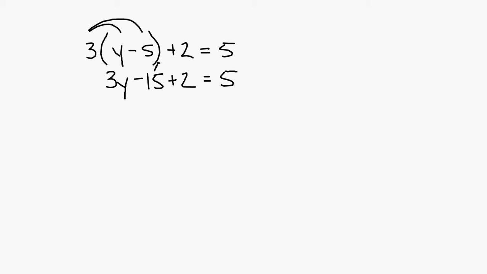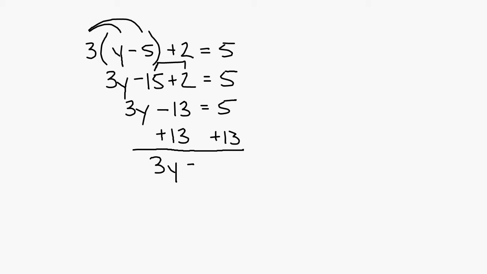Next, you have to combine like terms. The negative 15 and the positive 2, they're just regular numbers, so you can combine them. So 3y minus 13 equals 5. Going to add 13 to each side. 3y is going to equal 18. And what would you do next? Divide by 3. So y equals 6.